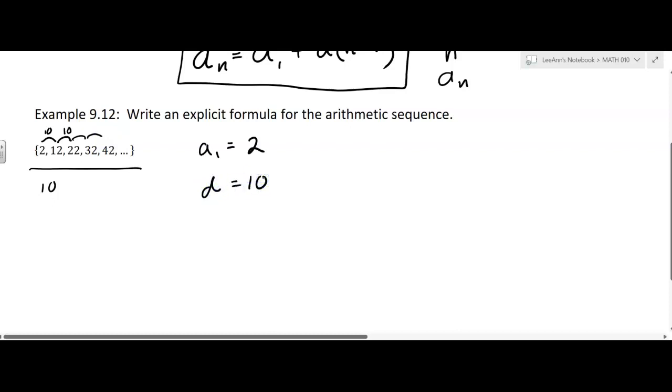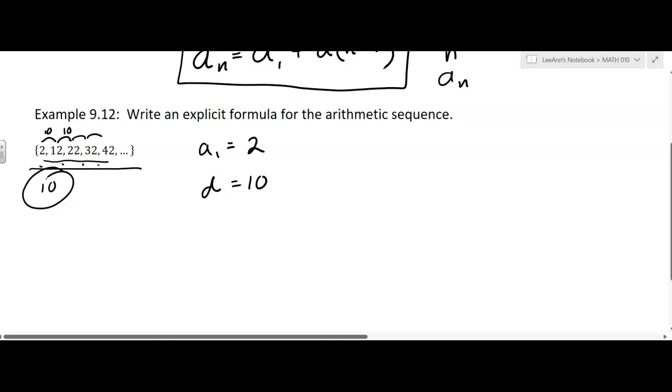Now, you might be concerned, well, I know sometimes the difference is positive, sometimes it's negative. Well, look, the numbers are going up, right? 2, 12, 22, so it's going to be positive. If the numbers are going down, getting smaller, then you're going to have a difference that's negative. But this common difference is 10.